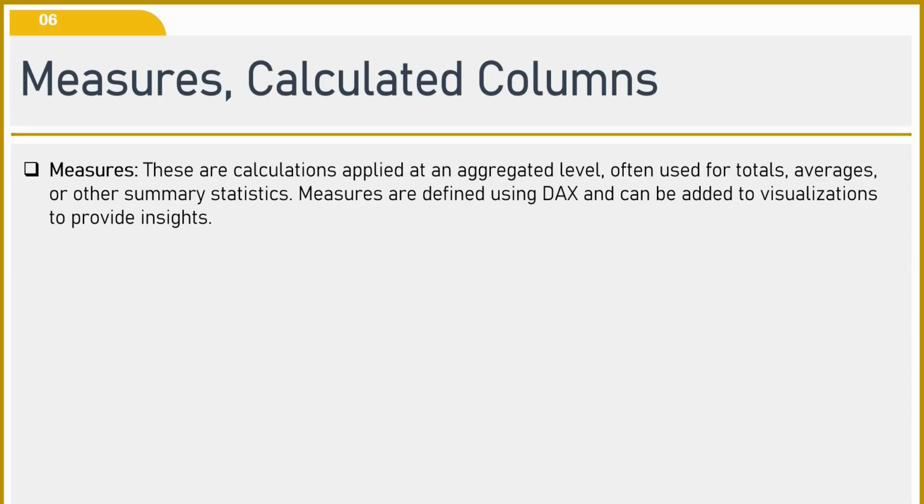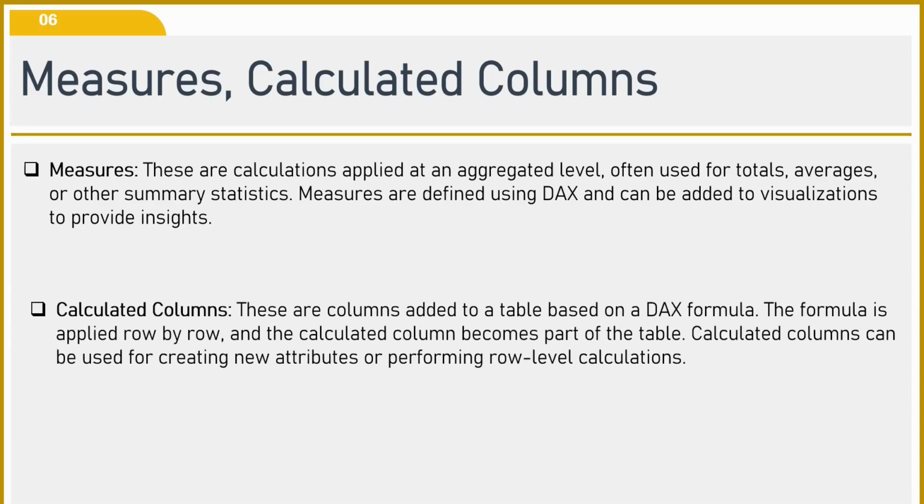Now, what are calculated columns? A calculated column basically adds a new column to the table based on the DAX function that we have used. The formula is applied row by row and the calculated column becomes part of the table. Calculated columns can be used for creating new attributes or performing row level calculations.